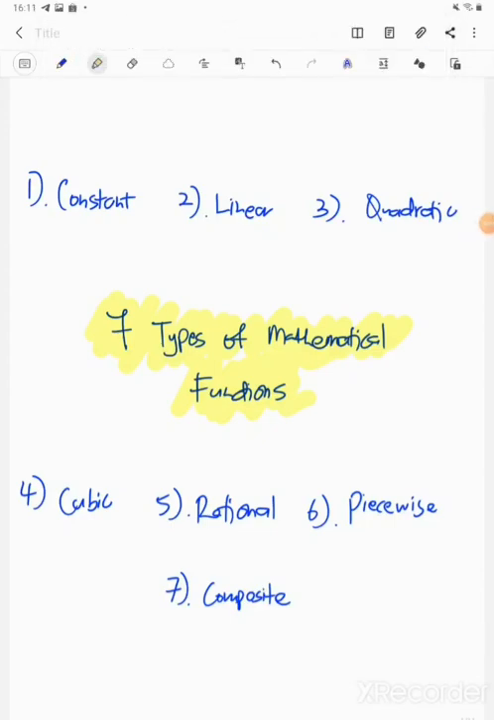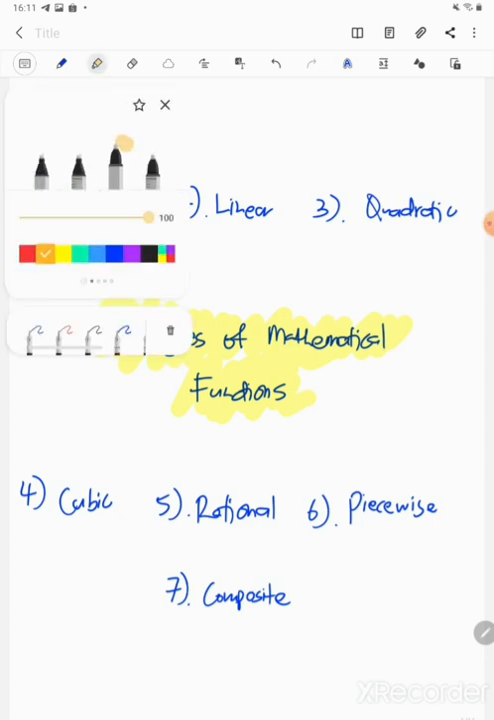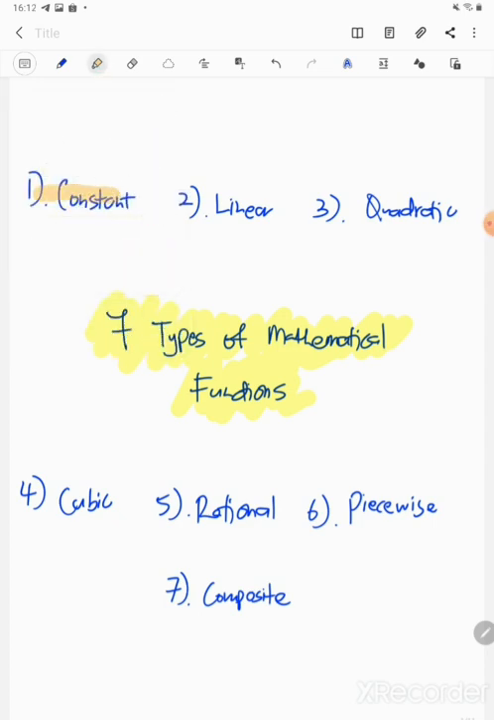Okay, now we have 7 types of mathematical function. Number 1, we have constant. Number 2, linear. Number 3, quadratic. Number 4, cubic. Number 5, rational. Number 6, piecewise. And the last one is composite.